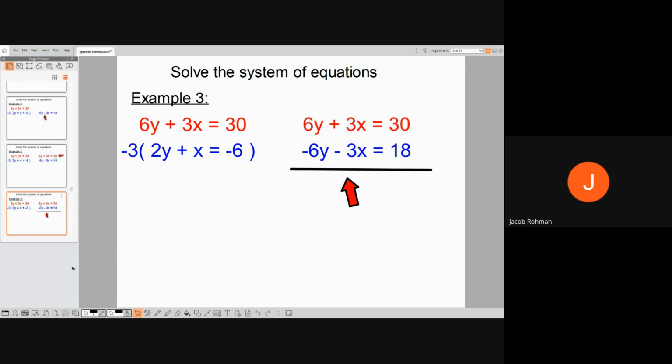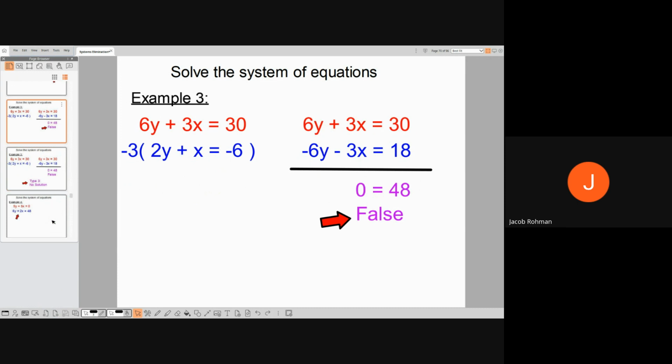So now when I go to add these two equations together, you're going to notice again that this is going to be 0, this will be 0, and this will be 48. So let's take a look at that. 0 equals 48, which would definitely be a false statement. So this is actually another special case. This is the type 3 solution that we looked at earlier where there is no solution.